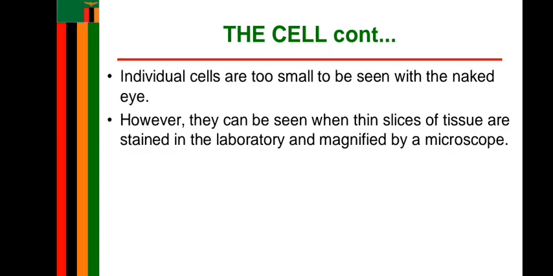Individual cells are too small to be seen with our naked eyes, so we usually use the microscope. However, they can be seen when thin slices of the tissues are stained in the lab and magnified by the lens. This is mainly done in histology, where you stain the tissue so that you get to see and appreciate these individual cells. You cannot see them with the naked eyes, but you can see them with the microscope once the sample slides are stained.